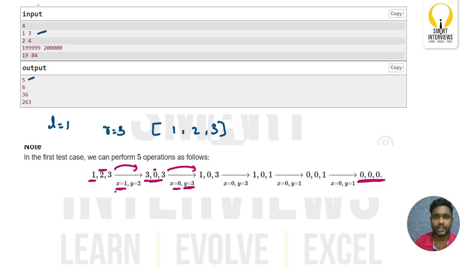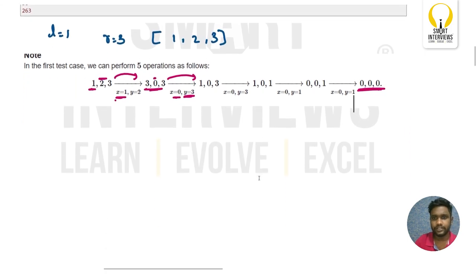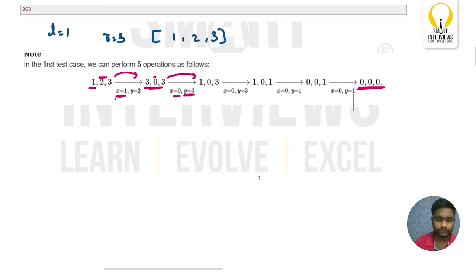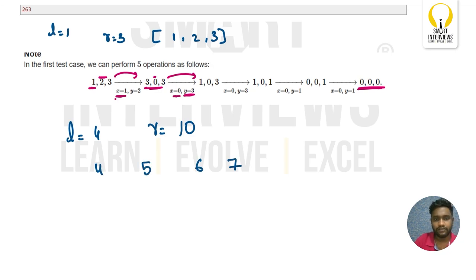Now let's try to understand how we can solve this question. This is the example given to us. Let's take a different range. Let's say our left value is 4 and our right value is somewhere around 10. So our values are 4, 5, 6, 7, 8, 9 and 10.